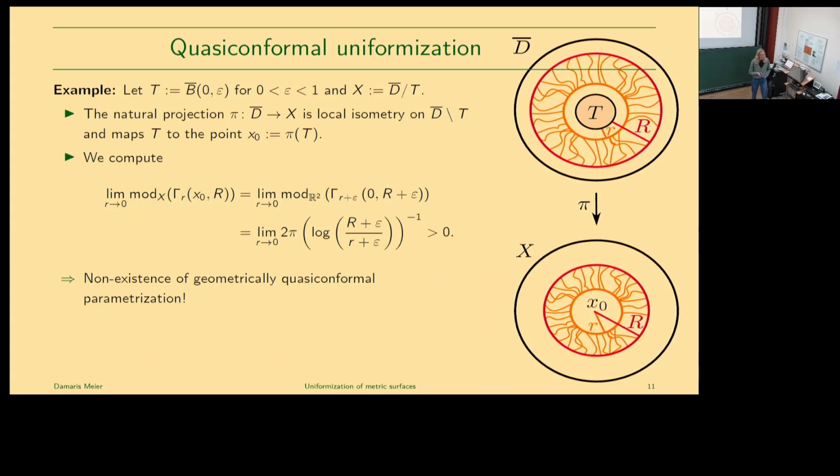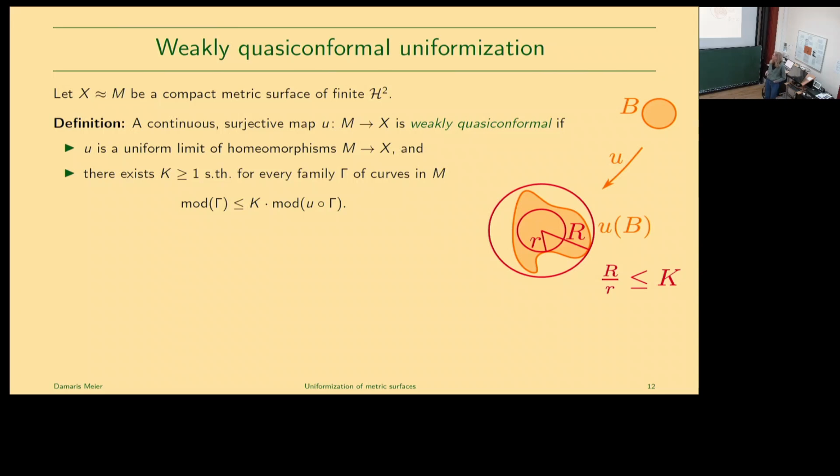So I already told you that we will look at a third class of mappings, which are known as weakly quasiconformal mappings. For this definition, we assume that X is compact and homeomorphic to M. And then we call a continuous surjective map weakly quasiconformal if it's a uniform limit of homeomorphisms, and if we find a constant such that one of these two modulus bounds that we had before holds. So we're allowed to collapse sets, but still we have nice distortion properties.